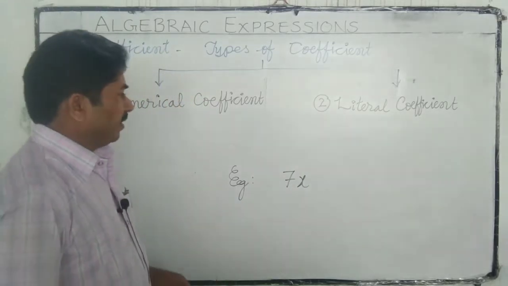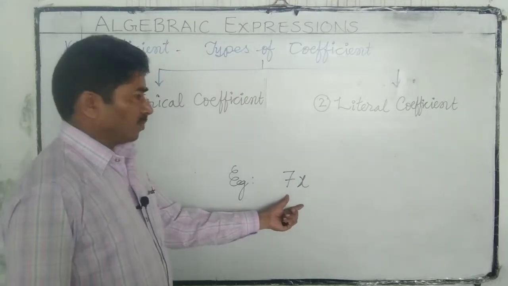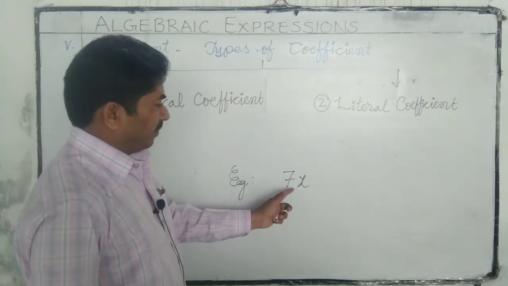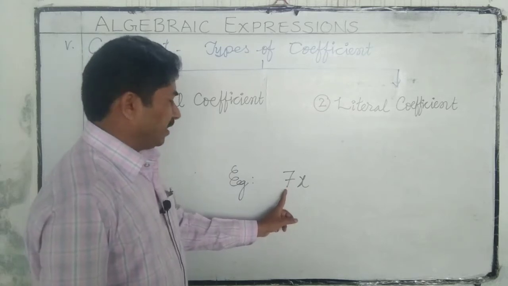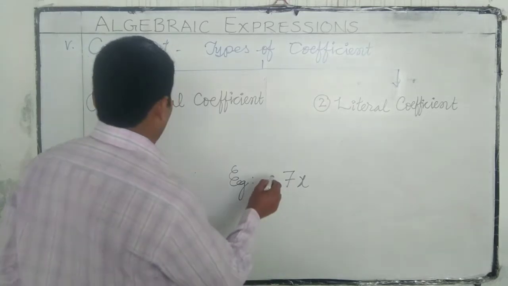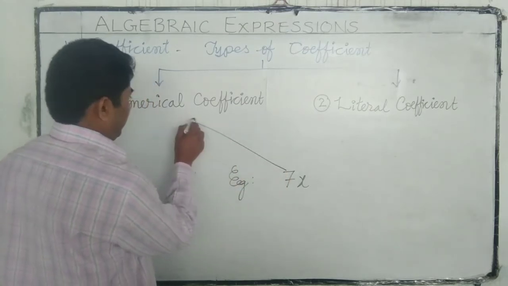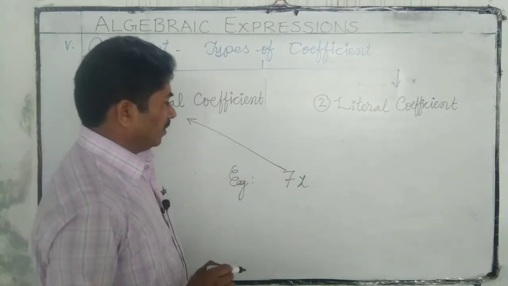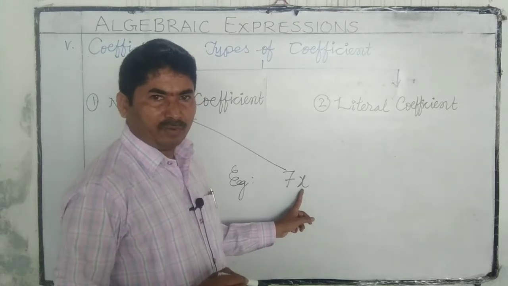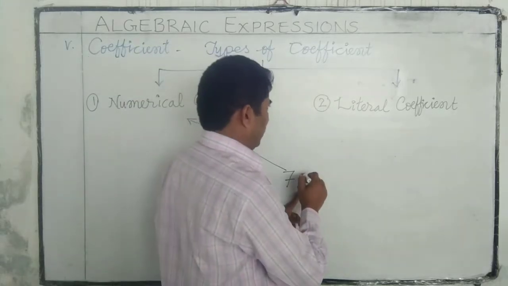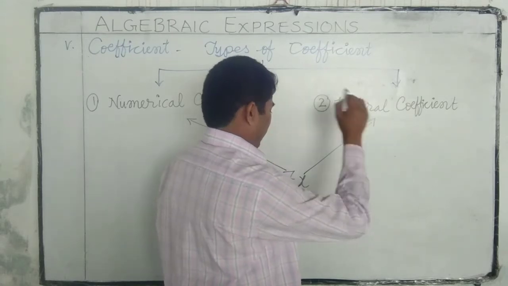7x. In this 7x, coefficient of x is 7. So this is a number, so that's why this is called numerical coefficient. x is a literal or variable, so this is called literal coefficient.